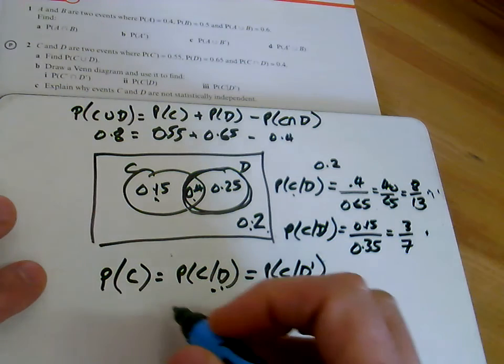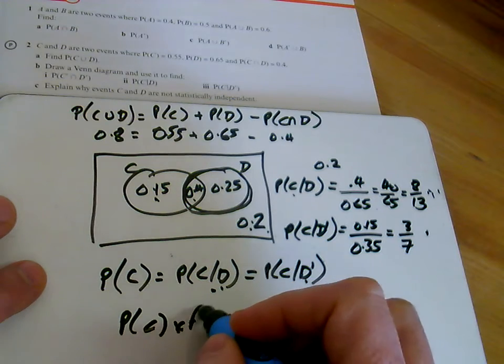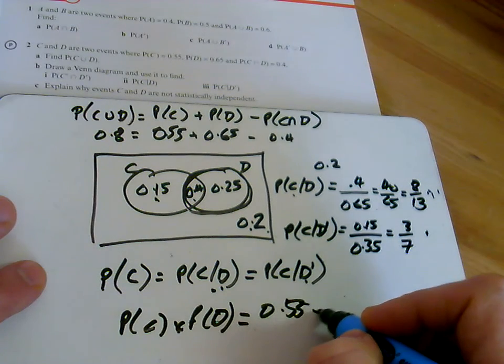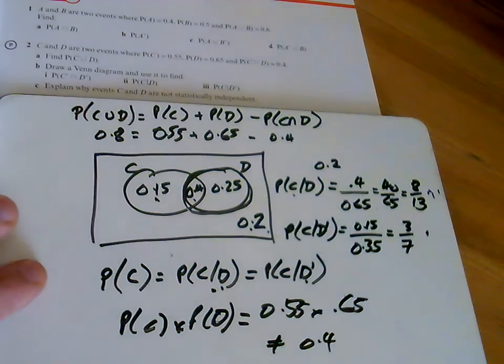You can always check that with the standard way, of course, that if we times the two things together, the 0.55 times by the 0.65, of course that does not give the 0.4 in the middle.